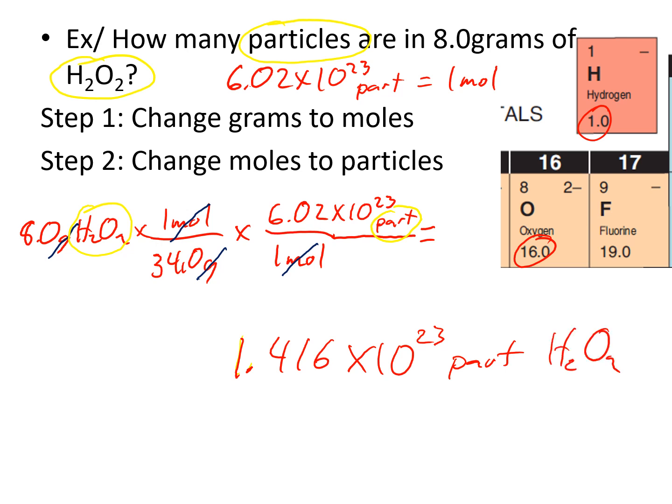Now, again, 2 sig figs, 3 sig figs, and Avogadro's number here is also 3 sig figs. So 2 sig figs should be our answer. So it's just going to be 1.4 times 10 to the 23 particles of H2O2. And that's our answer.